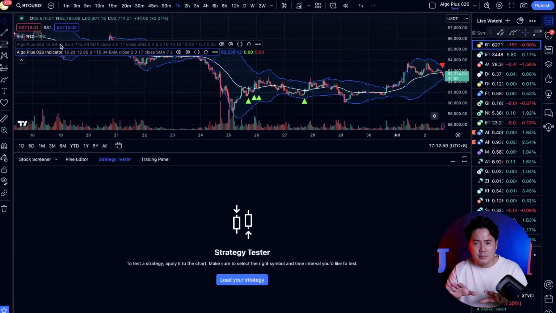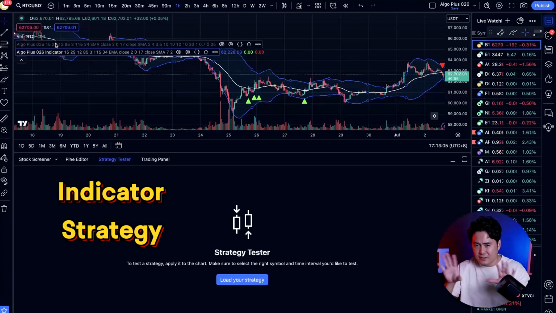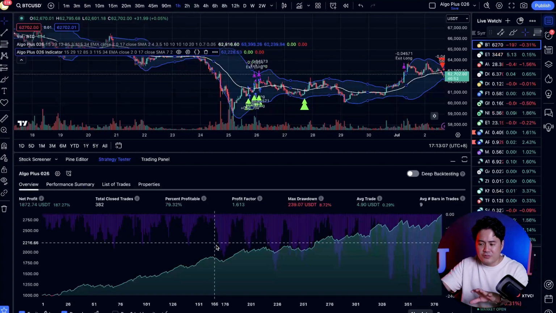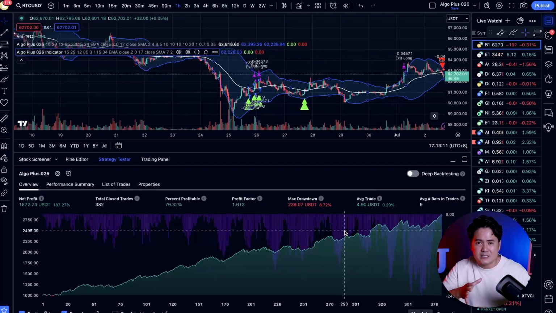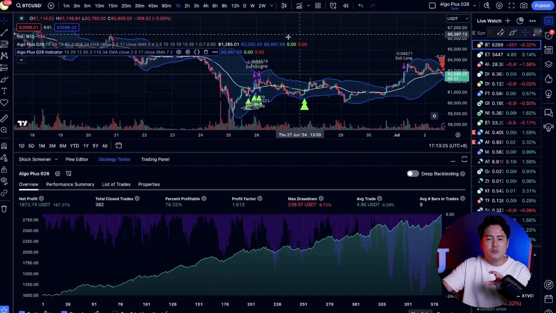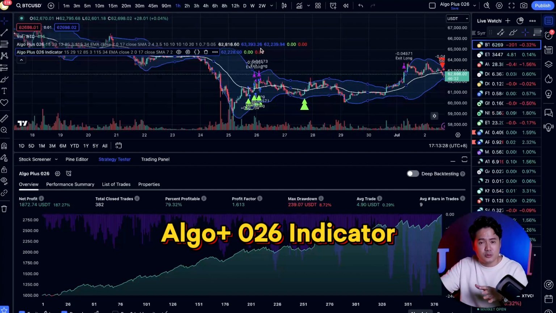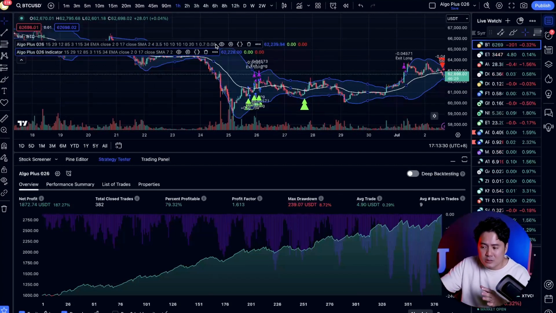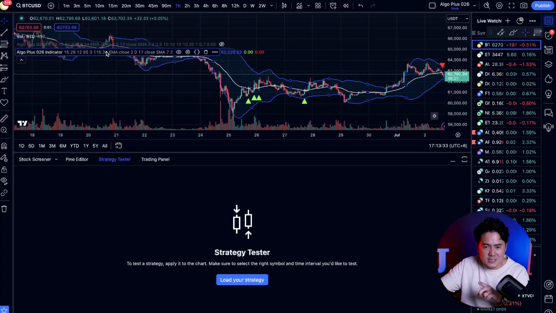But always remember, in TradingView there are two things you can add. Indicator and strategy are different. Strategy is for you to find the right graph to see the backtested result in 2.5 years for me here. But if you really want to use this, you can't use the strategy, because the strategy doesn't give you an alert to tell you that it's the right time to enter. So when you really want to utilize this Algo Plus 026 indicator, you just need to turn off these strategies and you remain with this indicator.